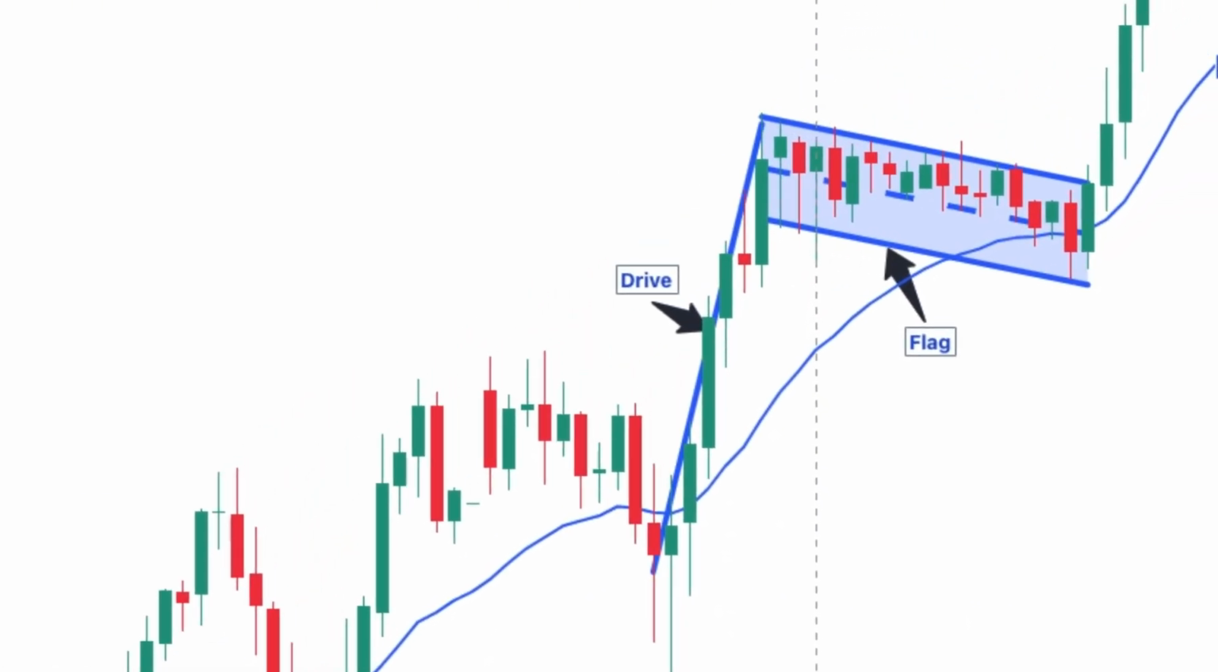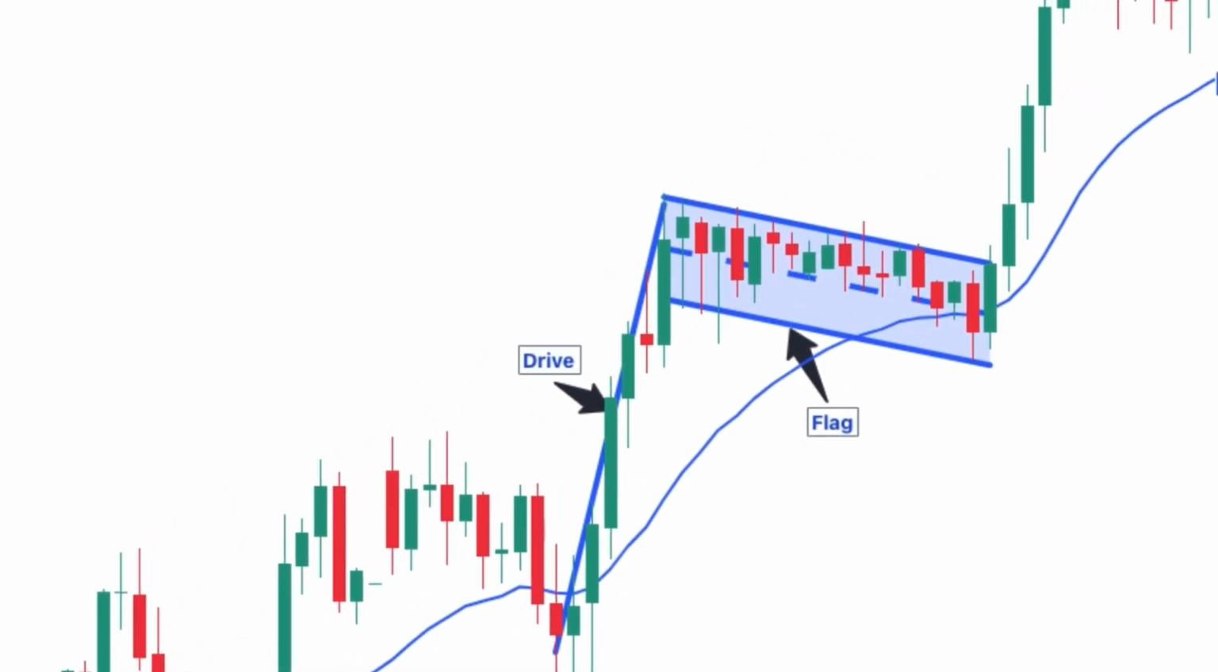And this creates an opportunity for a trader to enter at a better price before gaining on the trend, but also helps a trader to manage their risk better.